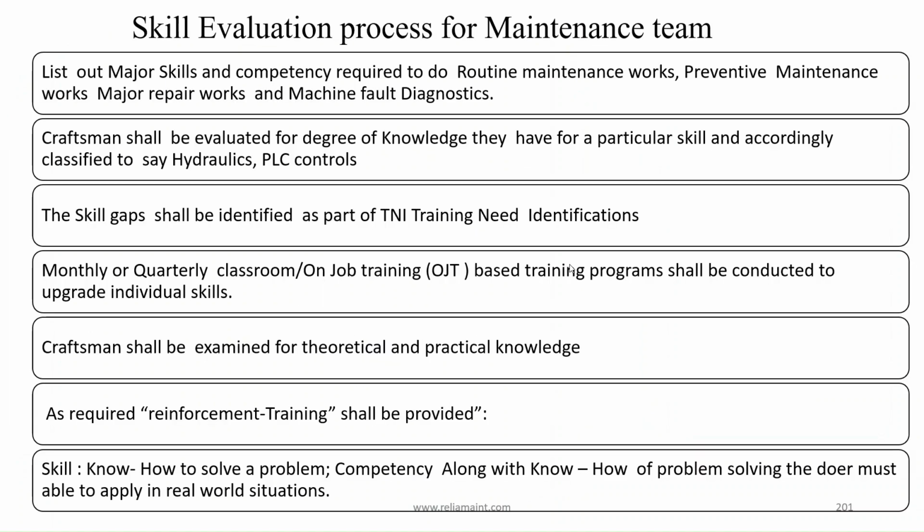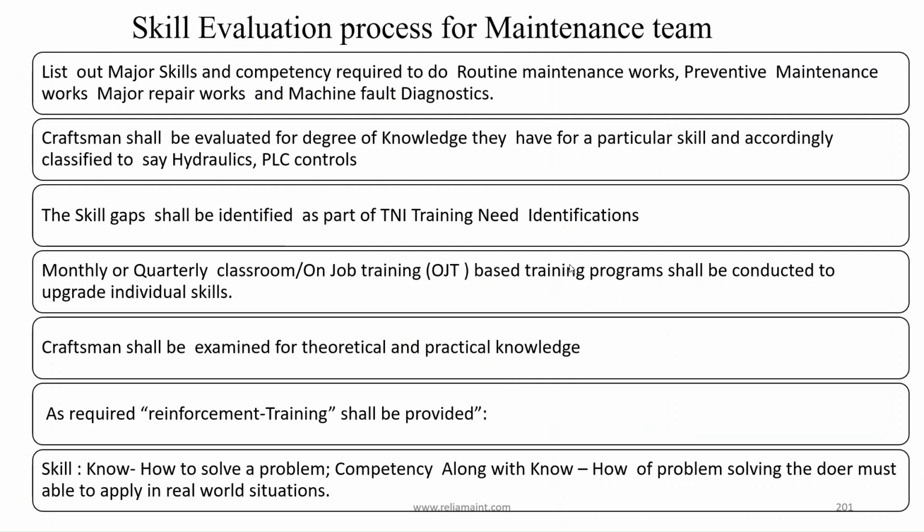List out major skills and competency required to do routine maintenance works, preventive maintenance works, major repair works, and machine fault diagnostics. Craftsmen shall be evaluated for degree of knowledge they have for a particular skill and accordingly classified to, say, hydraulics, PLC controls. The skill gaps shall be identified as part of TNI, training need identifications.